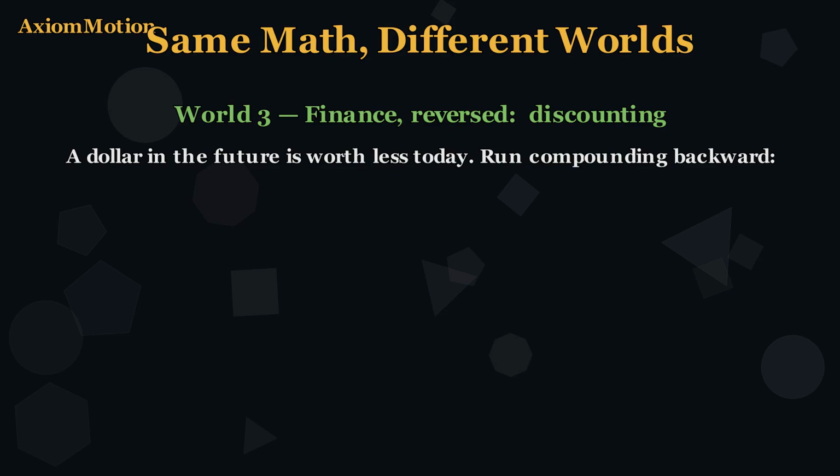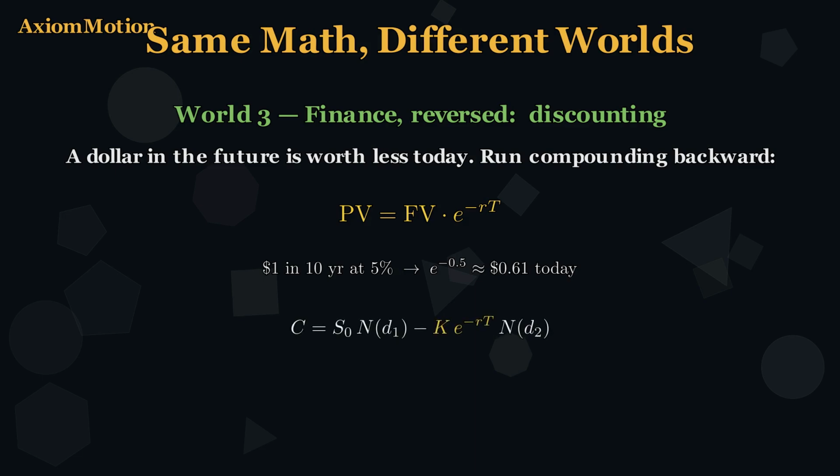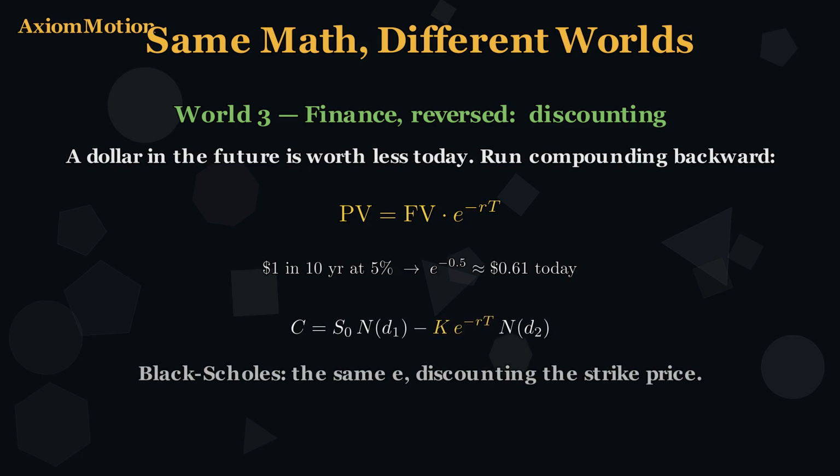World 3, finance, run in reverse. A dollar promised in the future is worth less today. To find its present value, you discount it by e^(-rt), compound interest played backward. A dollar in 10 years at 5% is worth about 61 cents right now. This very term sits at the heart of the Black-Scholes formula, the equation that prices the world's options markets. The e^(-rt) quietly discounts the strike price.